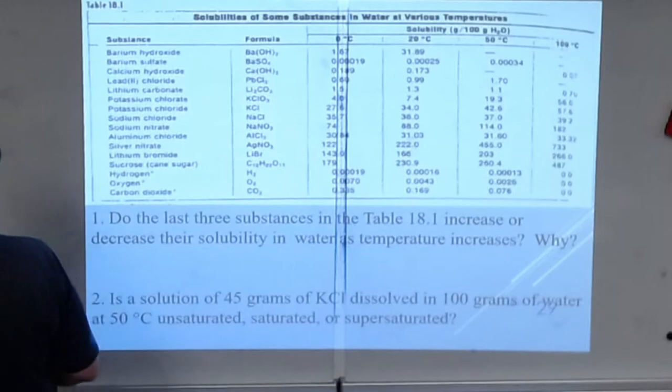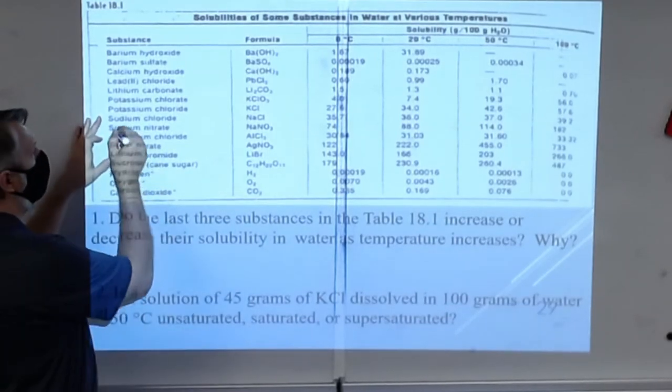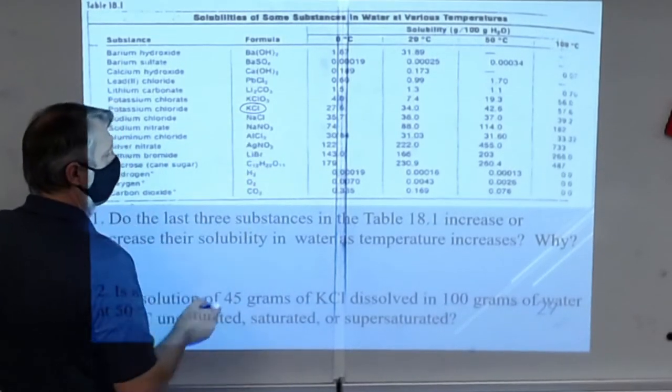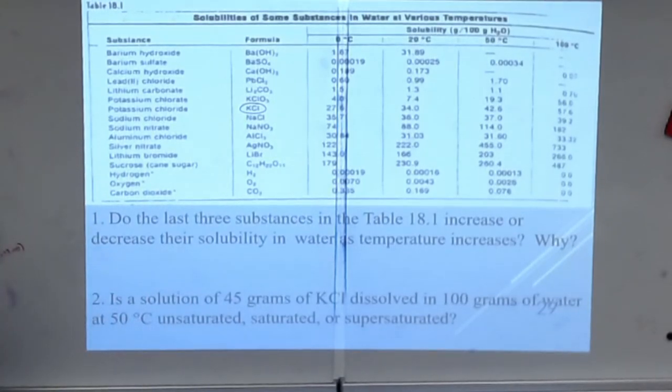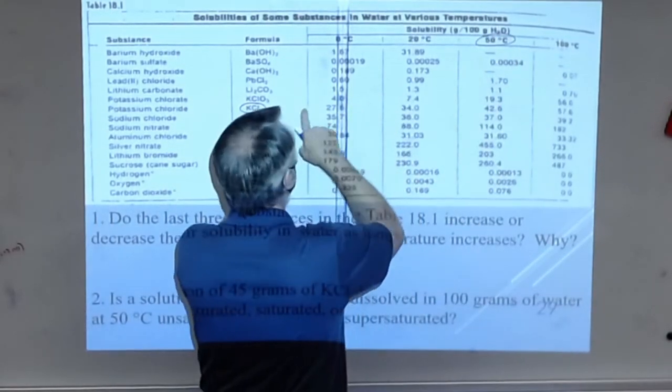Number 2, let's look at how to read this table. Is a solution of 45 grams of potassium chloride dissolved in 100 grams of water at 50 degrees unsaturated, saturated, or supersaturated? First of all, let's break this down. I need to know potassium chloride. So you're going to find that in the table. It's right here, KCl. The temperature I'm interested in is what? 50 degrees. So I'm going to go to 50 degrees here. I'm going to connect these, bring this over.